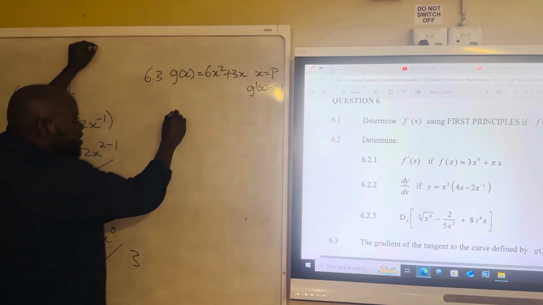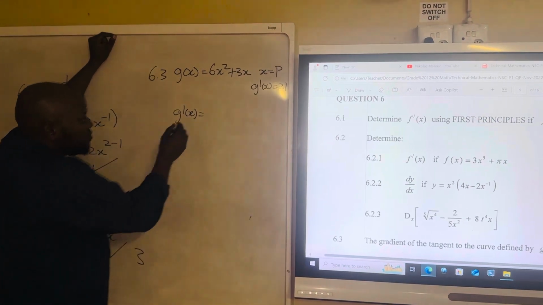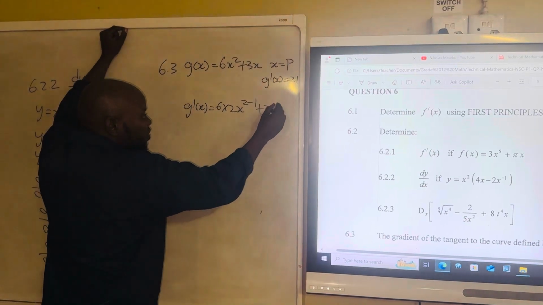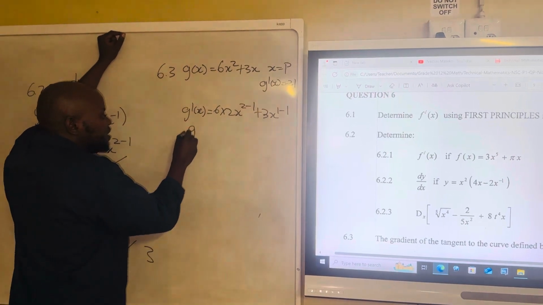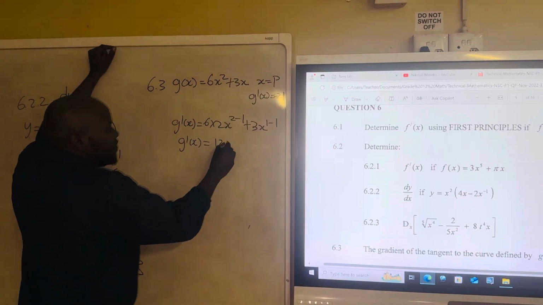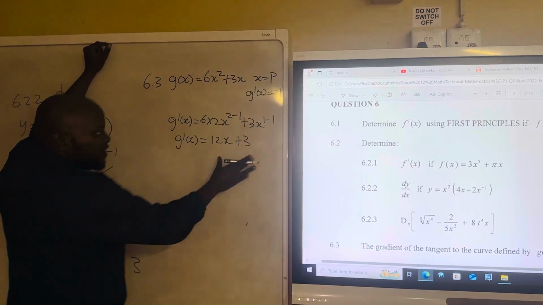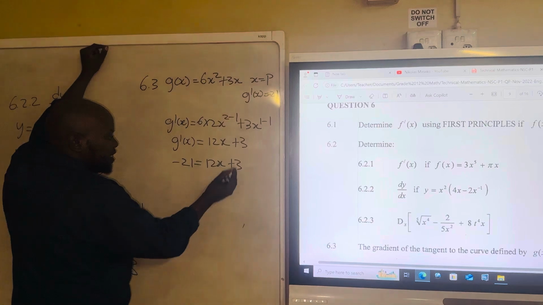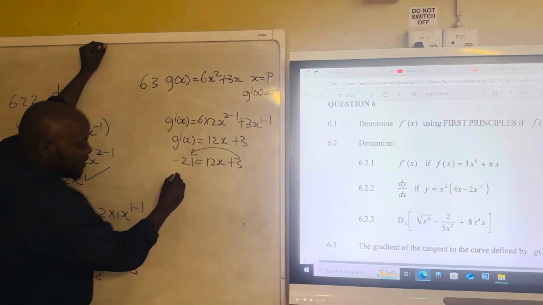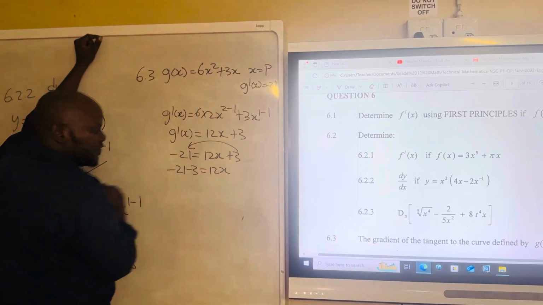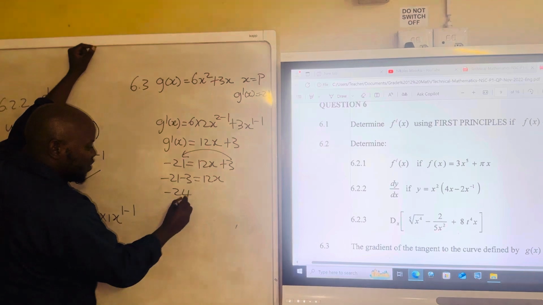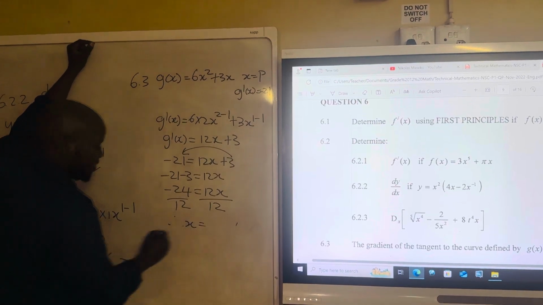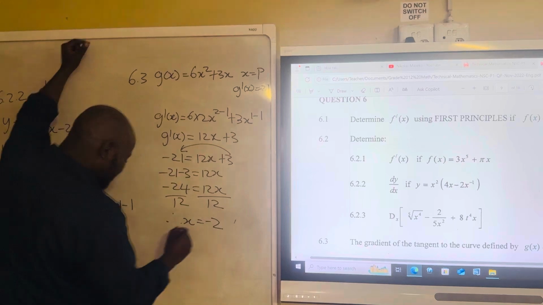We are going to differentiate now. g prime of x is equal to 6 multiplied by 2x to the power 2 minus 1, plus 3x to the power 1 minus 1, which is g prime of x equal to 12x plus 3. We are given our gradient as negative 21, so negative 21 is equal to 12x plus 3. We transpose: negative 21 minus 3 is equal to 12x, which gives negative 24 equal to 12x. Divide by 12 on both sides. Therefore, x is equal to negative 2.